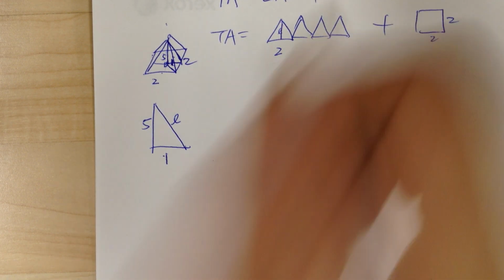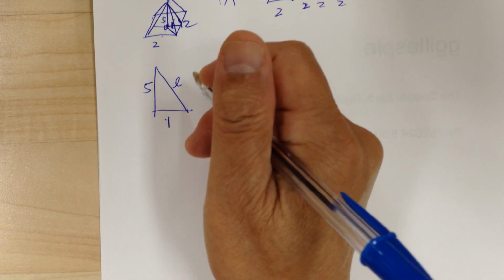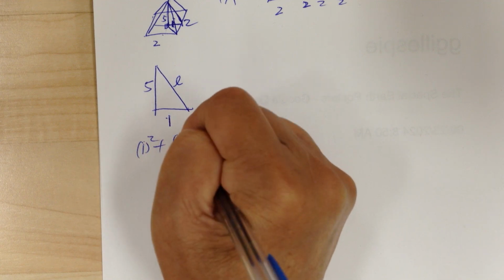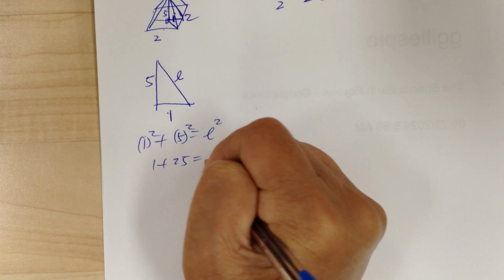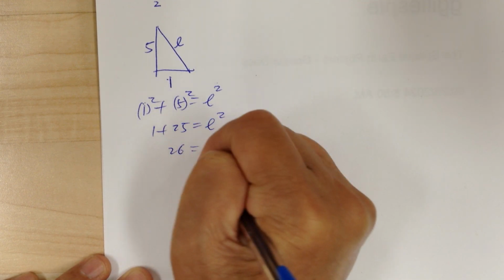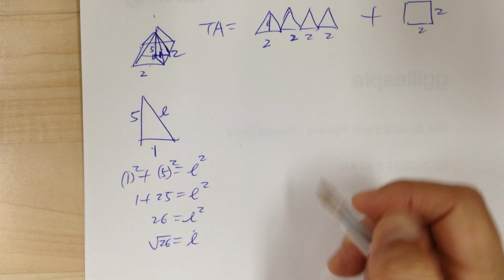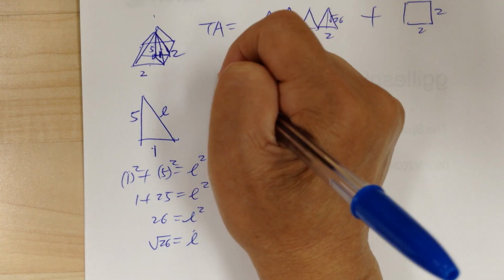So you have to be careful with that. The pyramid is a little bit complicated. So let's use the Pythagorean theorem. 1 squared plus 5 squared equals L squared. So 1 plus 25 equals L squared. 26 equals L squared. So L equals the square root of 26. Okay, so now we're all set.